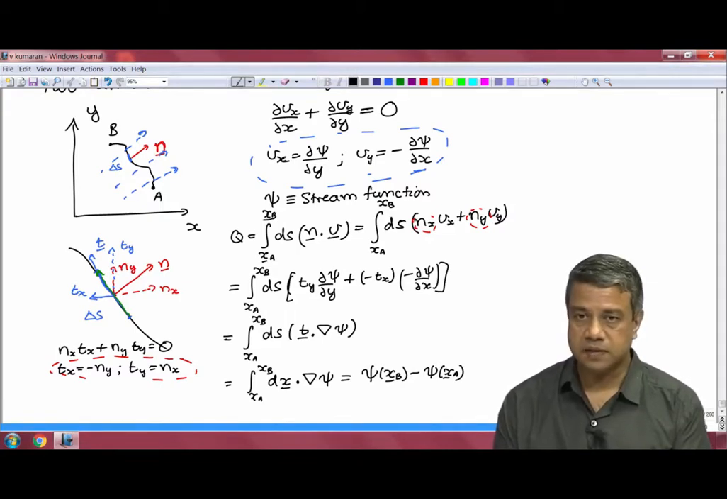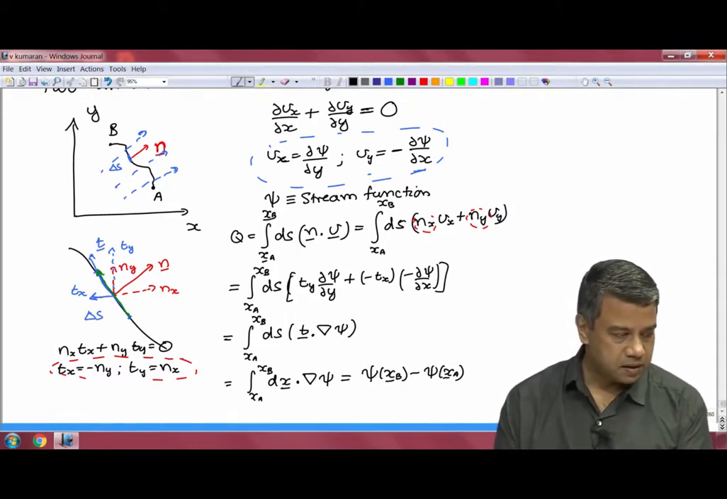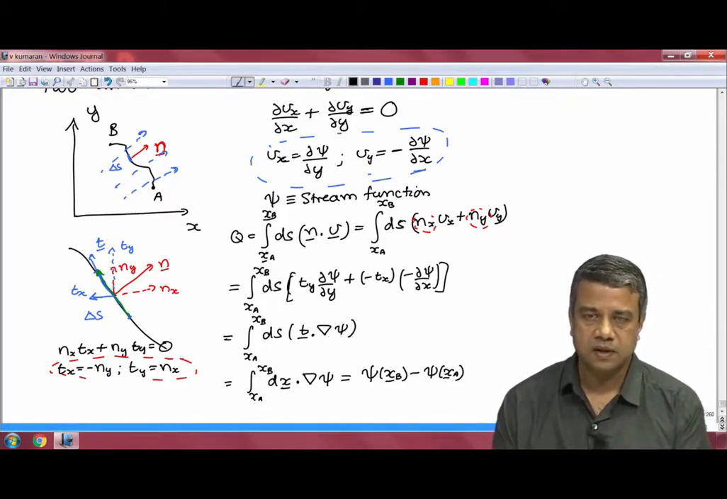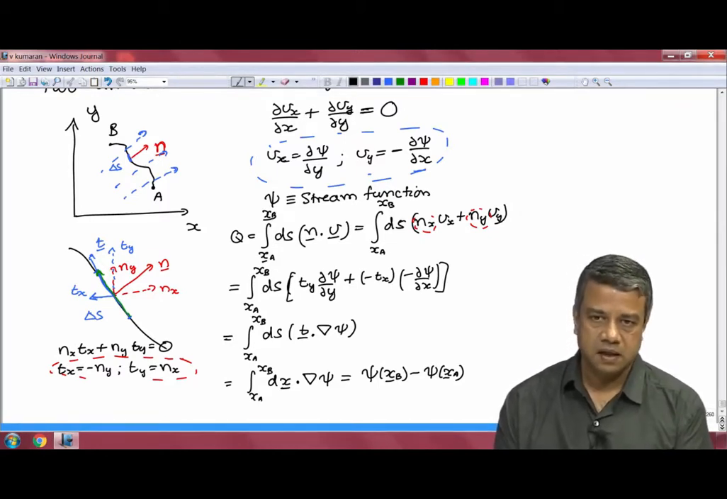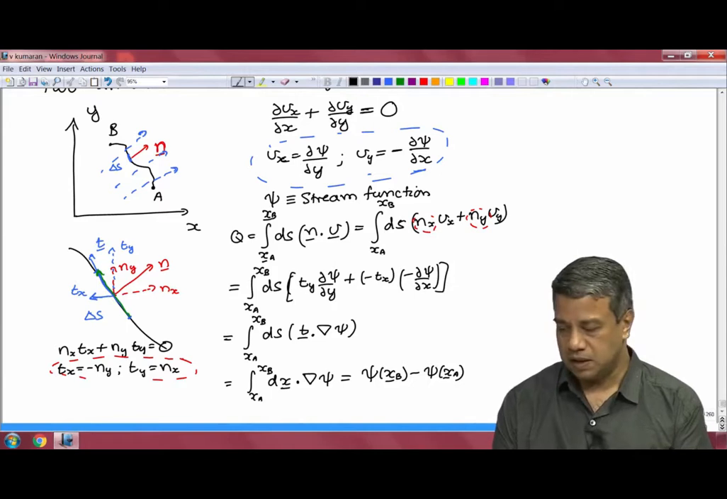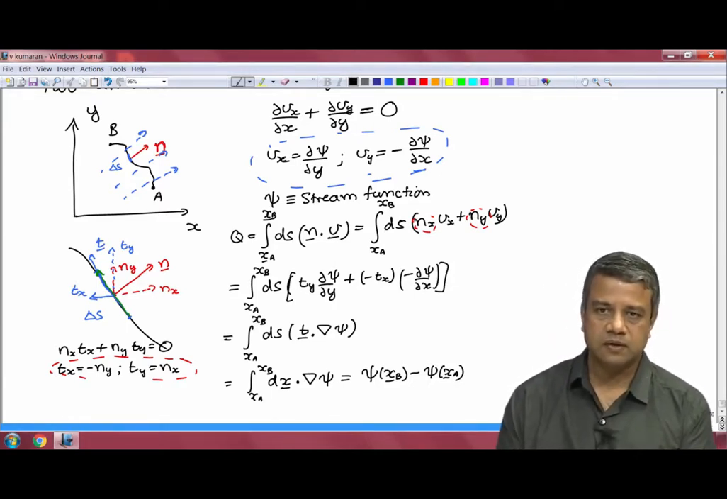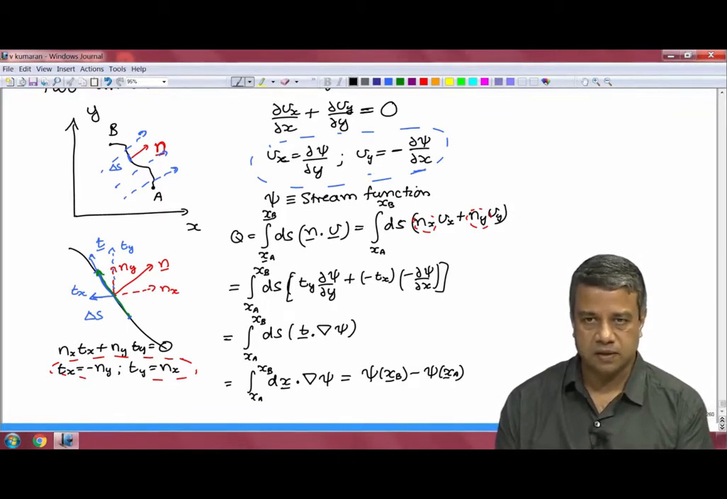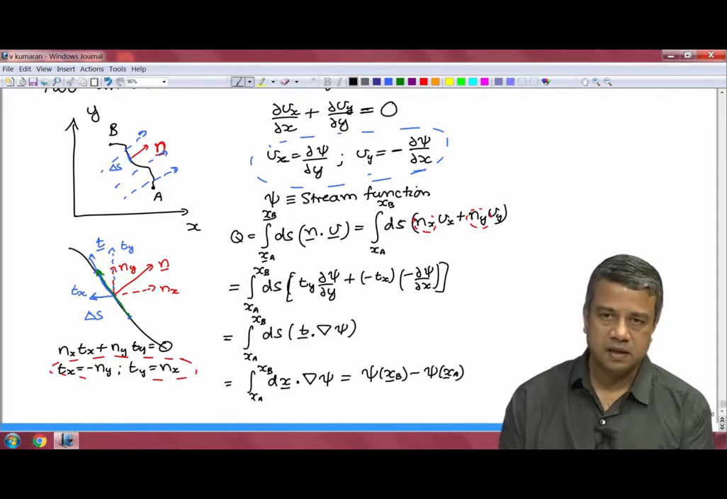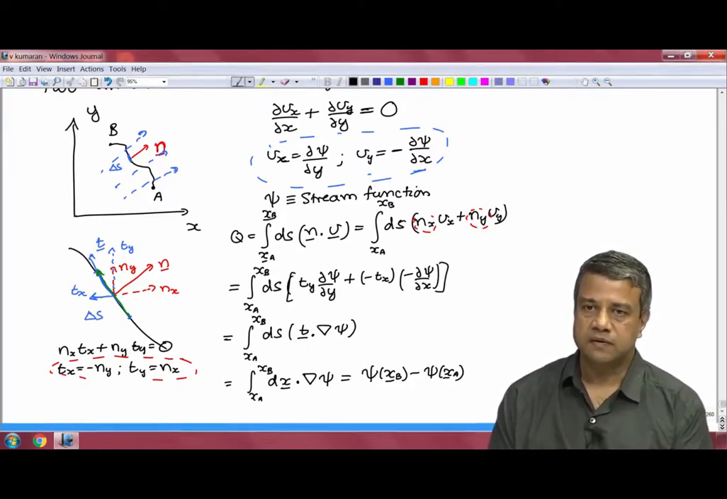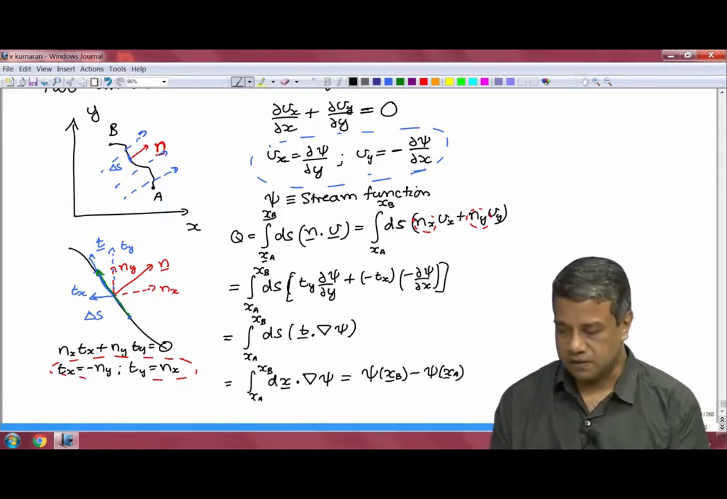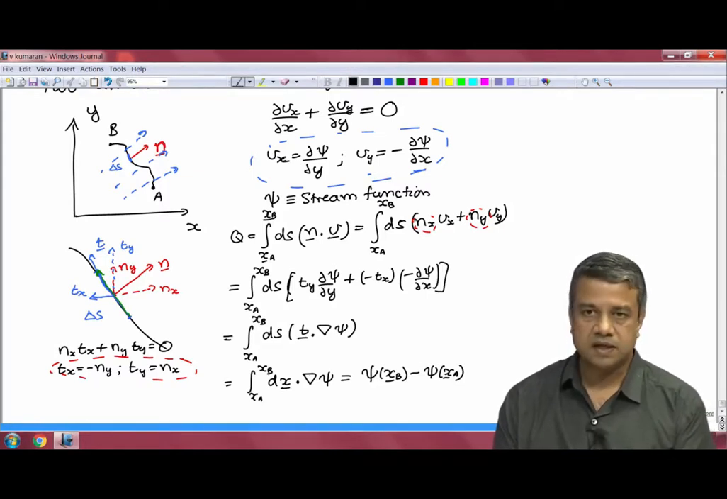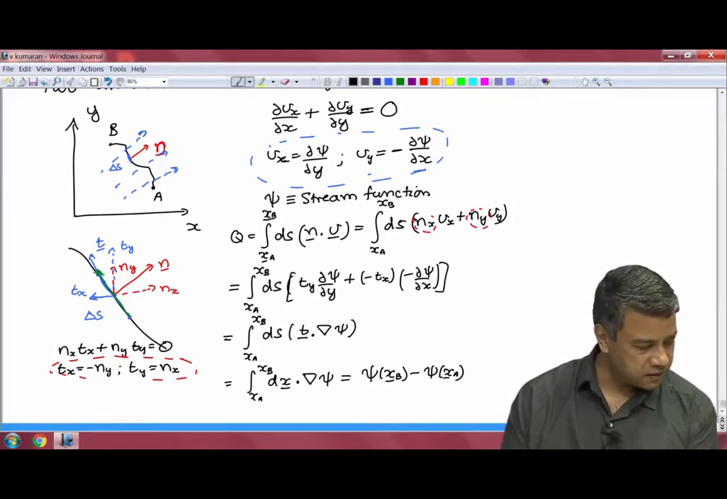So, this is the physical interpretation of the stream function. The difference in the stream function between two locations is the total amount of fluid crossing any contour joining those two locations, and the amount of fluid crossing any contour between those two locations is exactly the same. That is V dot n, where n is the unit normal to the contour. V dot n integrated over the contour is exactly the same for any contour, and that is equal to the difference in the stream function between those two locations. So, that is the physical interpretation of the stream function for two locations.